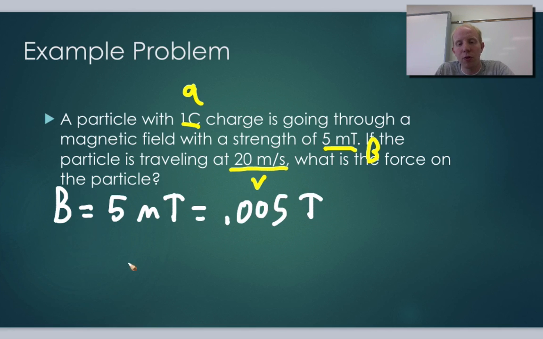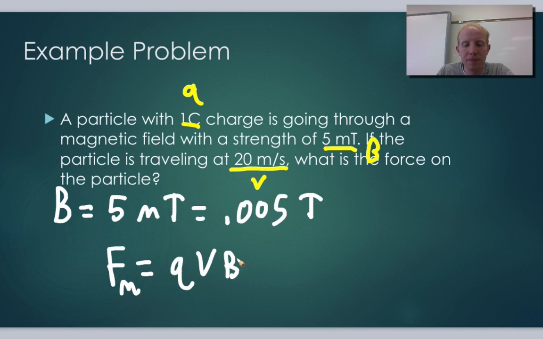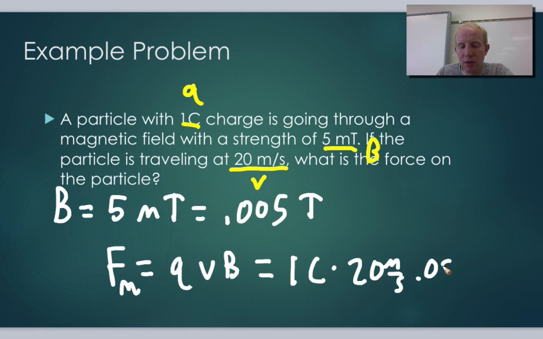Then to find the force on the particle, it's very simple. You just say the force magnetic equals QvB. I guess that should be a lowercase v. So Q times v times B. The charge is 1 Coulomb, the velocity is 20 meters per second, and the field strength is 0.005 Teslas. When you put that in your calculator, you get that the total force on the charge is 0.1 newtons.